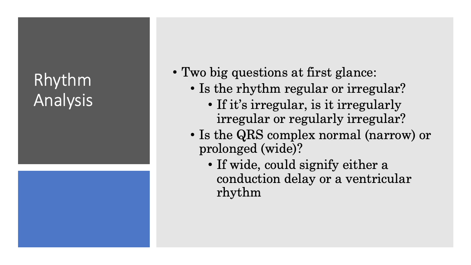The second question that I would ask is, is the QRS complex normal or prolonged? That means the QRS interval, which is normally less than 120 milliseconds or 3 small boxes on the EKG. If it's prolonged, that could signify either a conduction delay, meaning a right bundle branch block or a left bundle branch block or some other non-specific intraventricular conduction delay, versus a ventricular rhythm.